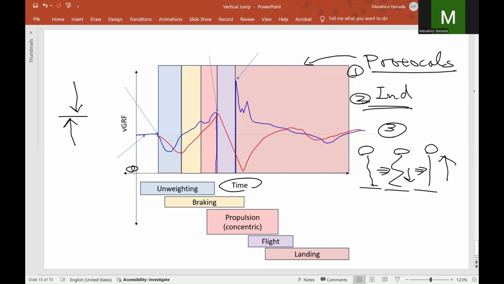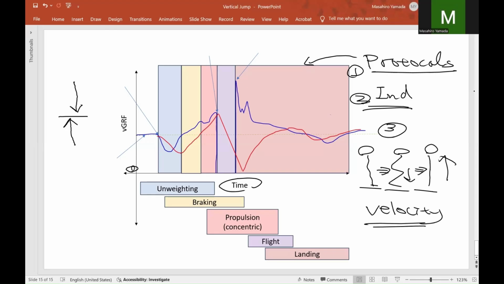The third factor is if your participants actually didn't do any of this, for example, didn't actually go down or didn't jump as high as they could, then you would not see these typical patterns. You will still see some individual differences. However, the typical patterns should look like this on the blue line. The red line you see is the velocity curve of the center of mass.